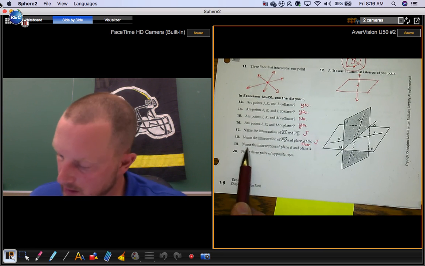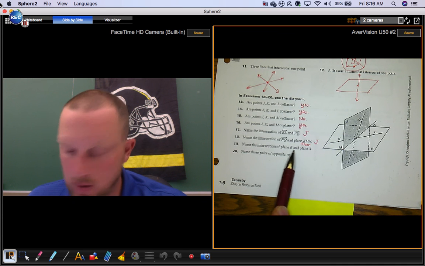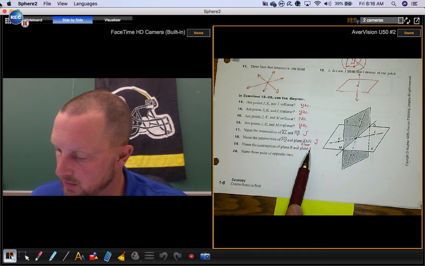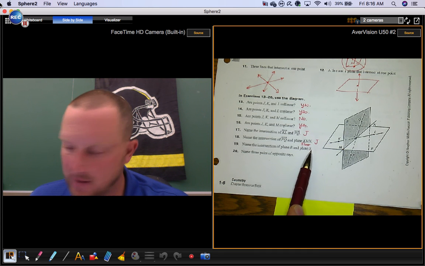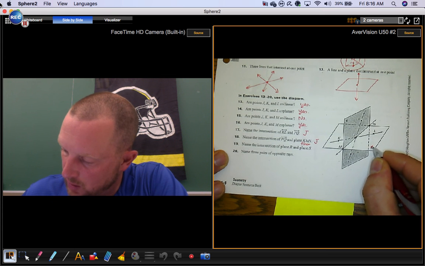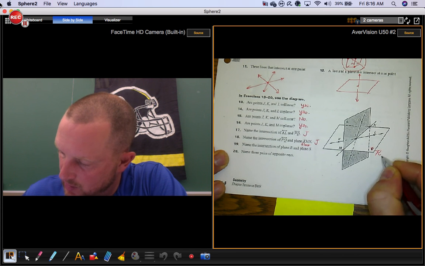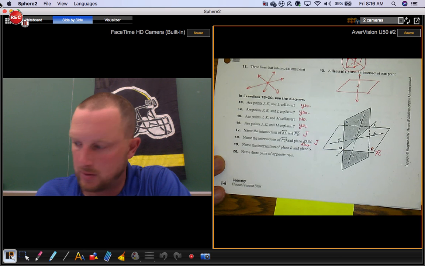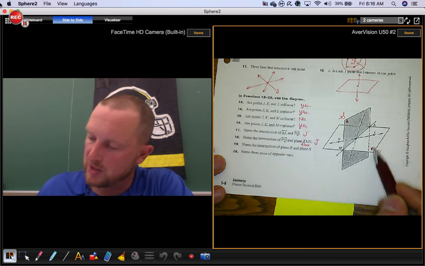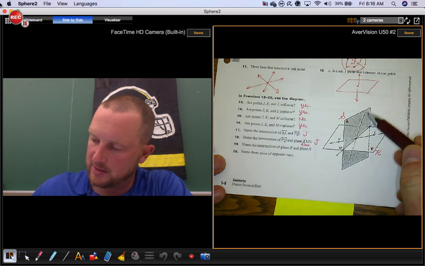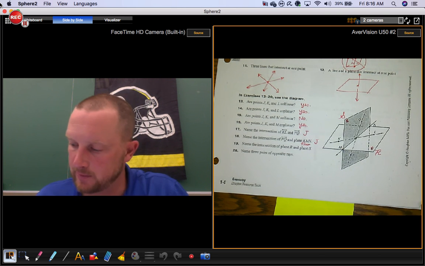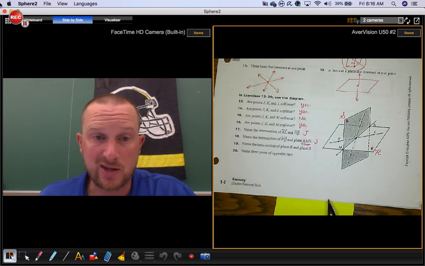Number 19, name the intersection of plane R and plane S. Now these should be fancy cursive or italicized letters, and they really aren't in this worksheet. Plane R, notice this R right here. I'm going to try to make it that fancy R. And then plane S, that's this guy here. Plane R is just the floor. Plane S, that's another way to name that wall. That's the shaded plane. Do those planes touch?